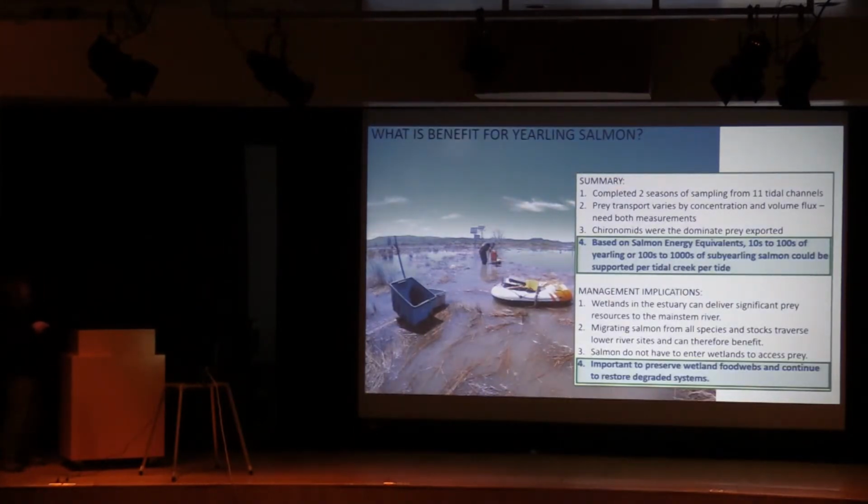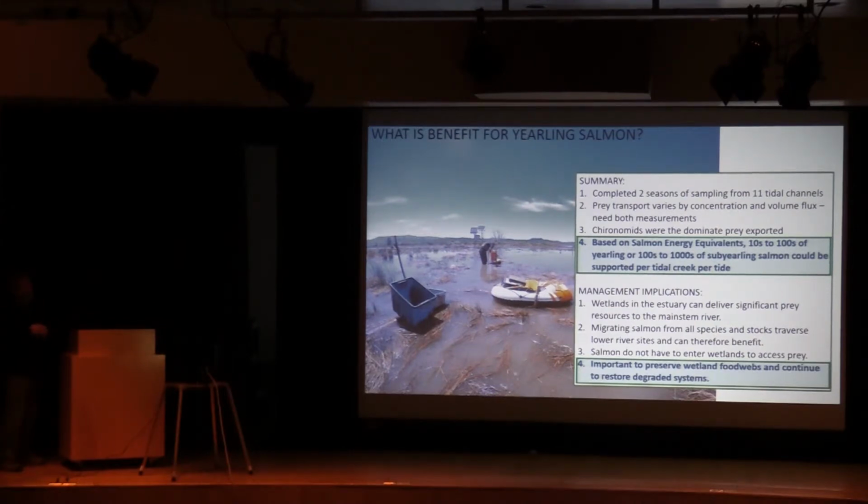So in summary, we have so far looked at two seasons and 11 different tidal channels. The transport is definitely dependent on the hydrography of each of these channels, so we really have to go out and study some of these a little bit more to get an idea of how we can model them to places that we don't sample. Both the discharge and the production of insects are important. But so far, by far, it's these midges. They were everywhere. But based on just using the salmon energy equivalence idea, tens to hundreds of yearlings and literally thousands of sub-yearlings could probably be supported in single tides from all the stuff coming out.